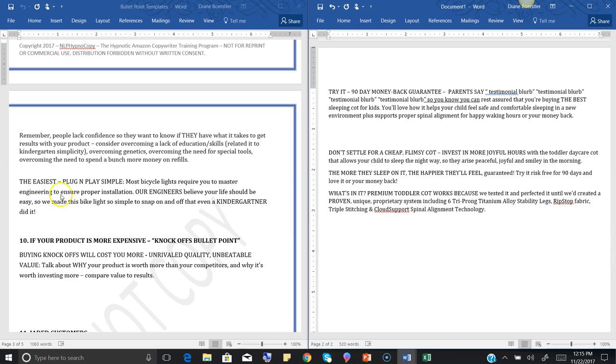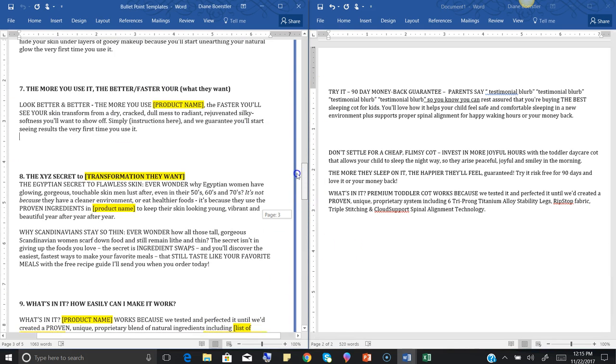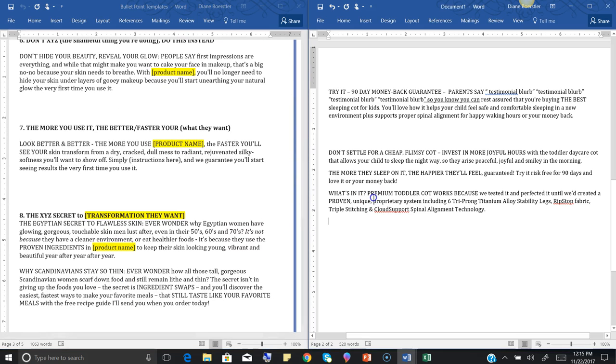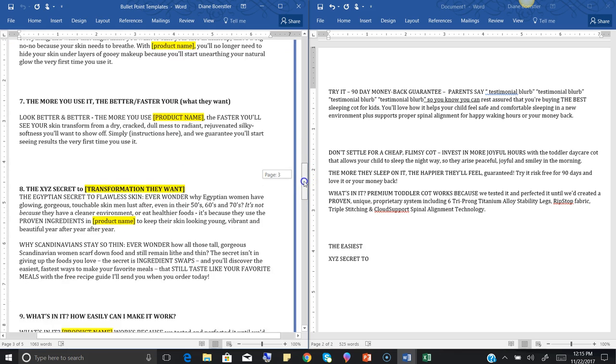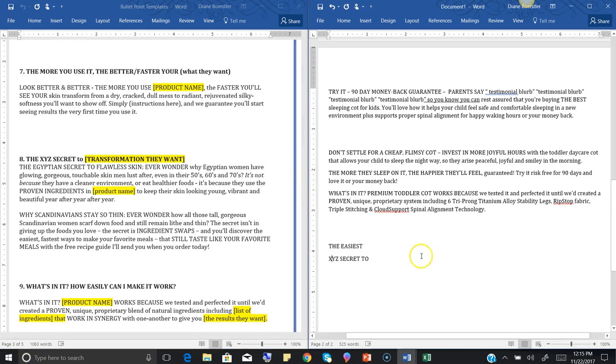Going on to the next bullet point. So here's the easiest. Let me make sure I didn't skip any up here yet. Okay, did that one. Oh, we're going to do the XYZ secret too. So we're going to do the easiest, and the XYZ secret too, right? So let's do the XYZ secret to a well-behaved child, a well-behaved traveler, right? Okay, so the XYZ secret. So what would the XYZ secret be?